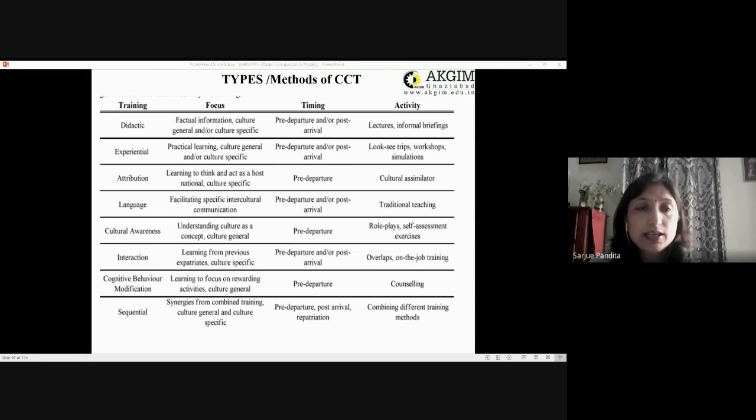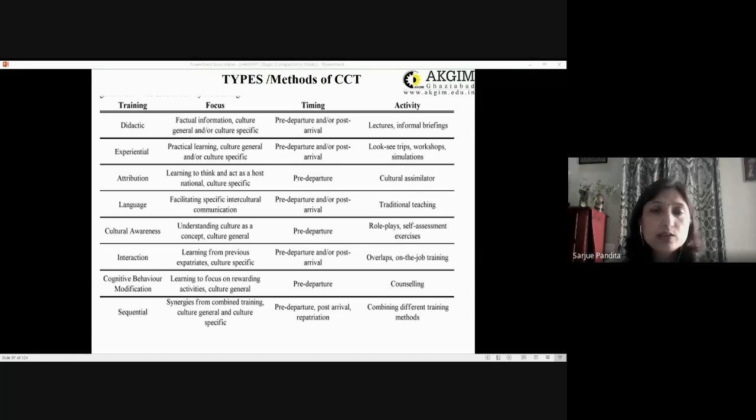First is didactic training. This type of training involves factual information regarding working and living conditions as well as cultural aspects of the host country. That means the cultural content will mainly address practical issues such as shopping, how do you shop, what are the dress codes in the host country, and it represents the traditional way of learning, right? So didactic training would be delivered in a classroom.